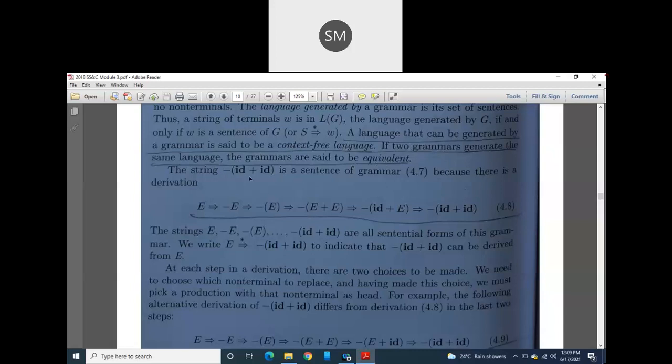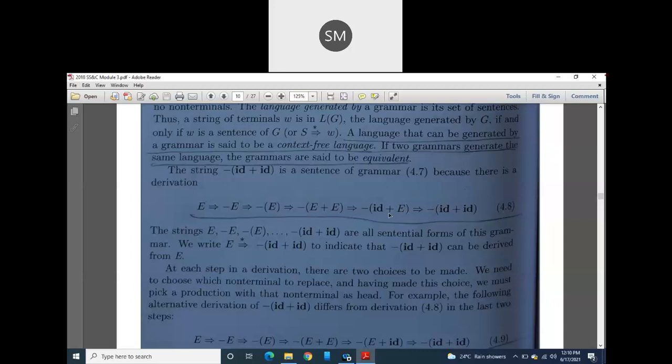Suppose you consider this string in this example, minus (id plus id), from the grammar in equation 4.7. According to that grammar, I am getting this string because there is a derivation like this. E derives minus E, and again this E is replaced by parenthesized E. Again, this E is replaced as E plus E. Then applying leftmost derivation, it becomes minus (id plus E). Then finally this E is replaced by id, giving minus (id plus id). This is equation 4.8. Just note it down.